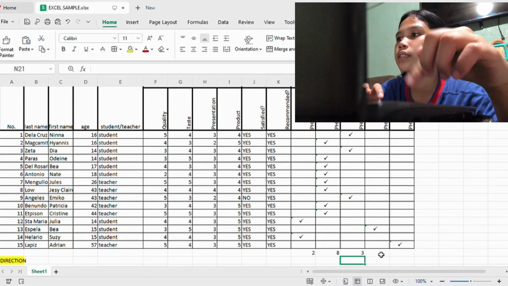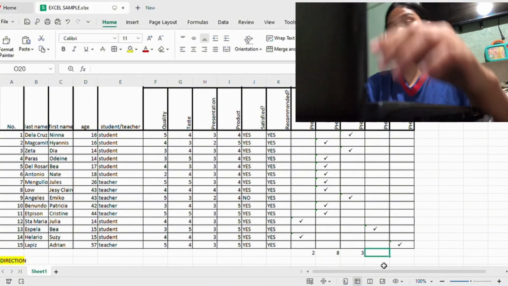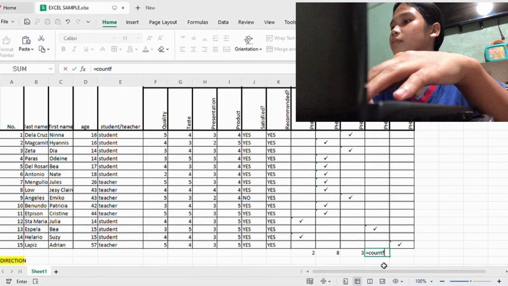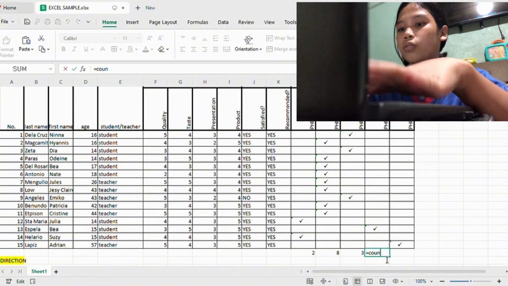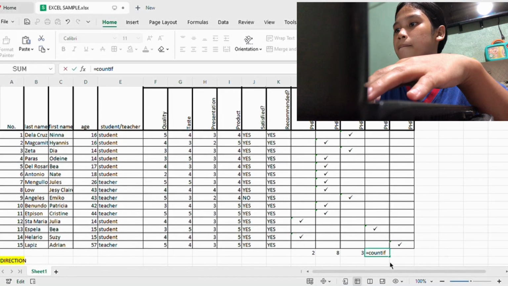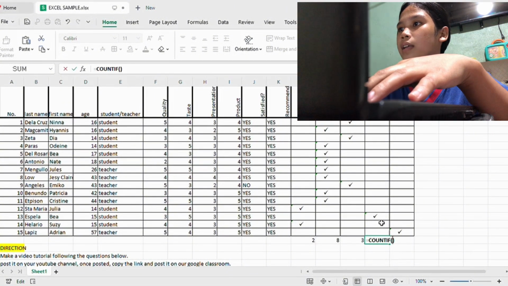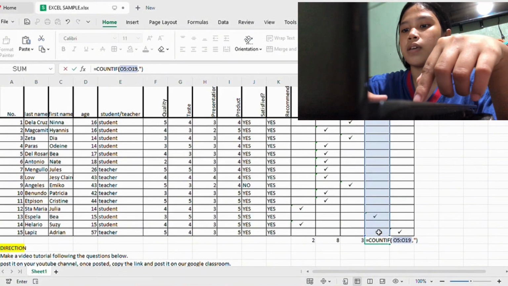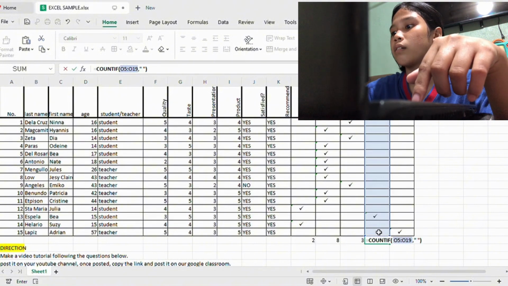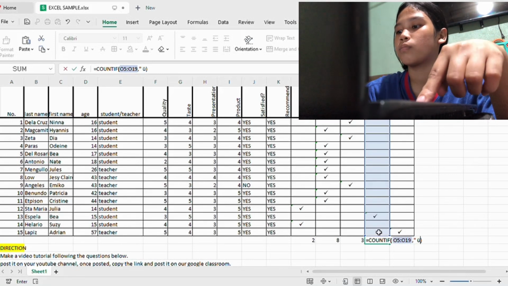And then from this, do it again, and then first is equal, then countif, click this countif, and then highlight this from top to bottom, then comma, quotation mark, then space, then paste, then quotation mark again, paste, quotation mark, then enter.